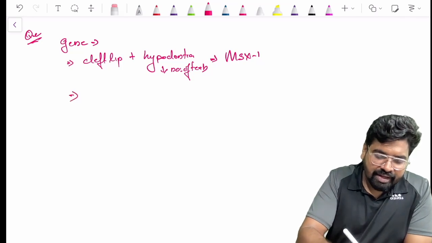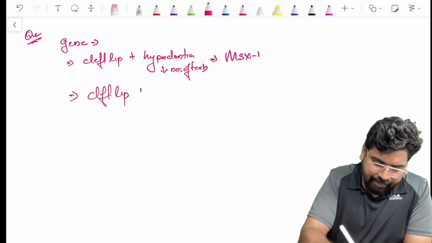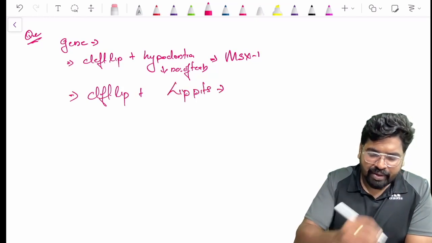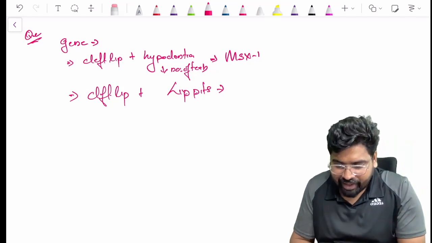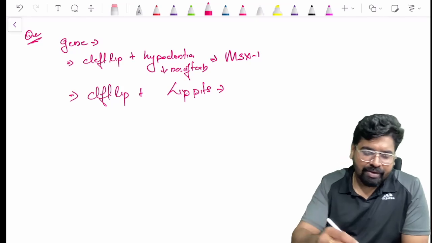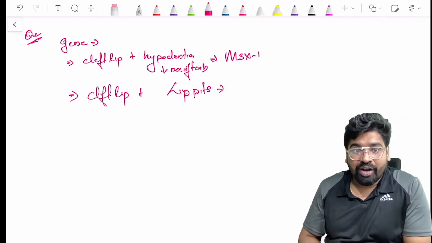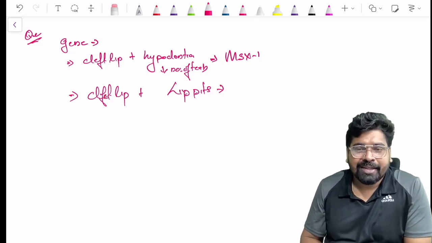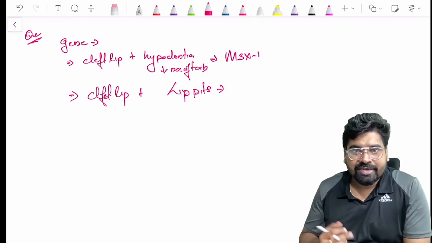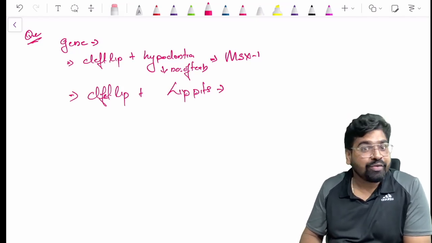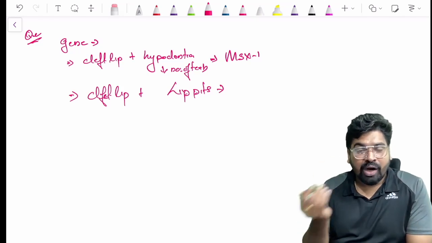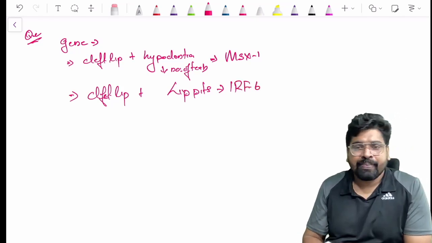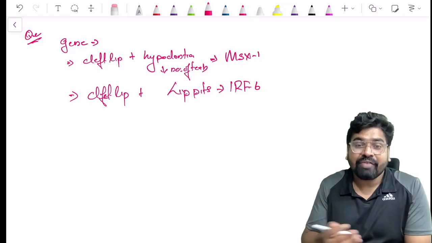Now if a person has cleft lip, along with that he is having pits on the lip. What is that syndrome where you have a cleft lip with lip pits? Your Van der Woude syndrome. We have seen Van der Woude syndrome in the chapter, right? In the video session we discussed syndromes. We have discussed Van der Woude syndrome, cleft lip and lip pits. What was the gene mutated in there? There was IRF6. So IRF6 is a gene which is mutated when the person is suffering from lip pits and cleft lip.